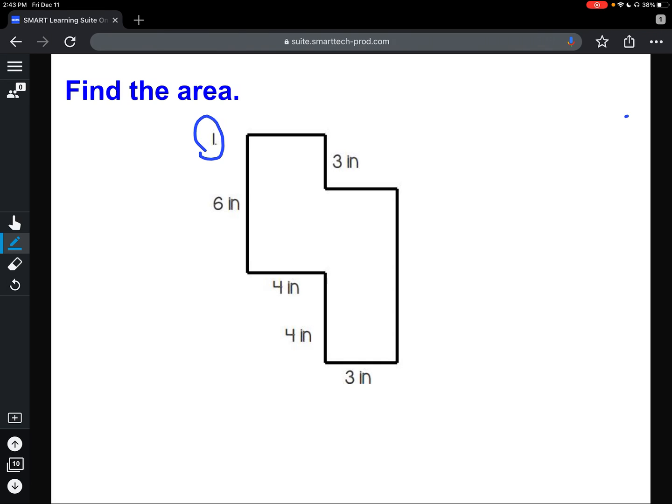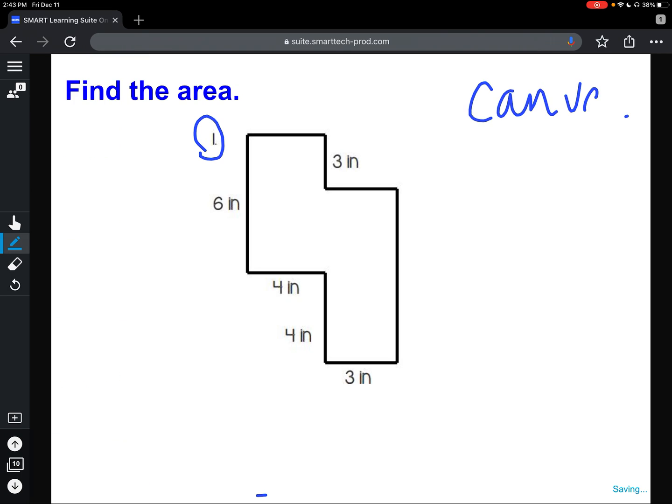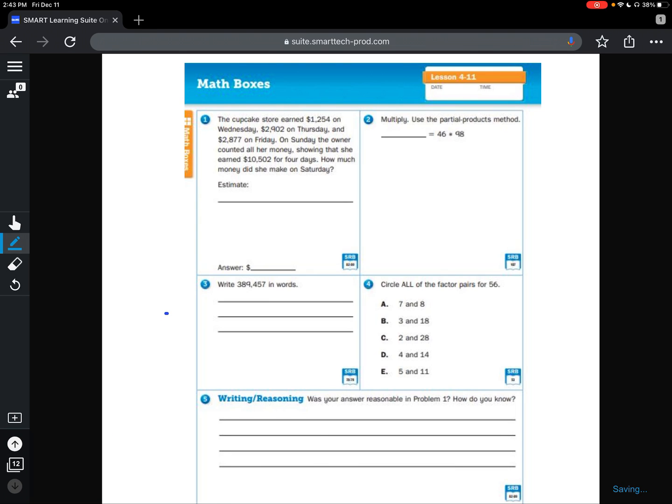So I would copy this down into your journal or into your whiteboard so that you can draw the lines and figure out what the area is combined. Then you're also going to do your math box for 11. So for 56, to be able to figure out all the factor pairs, I want you to draw a factor rainbow. For box 1, you need to make sure that you do cubes.